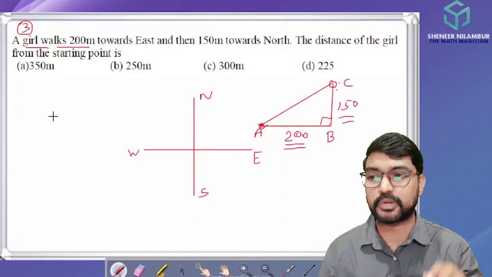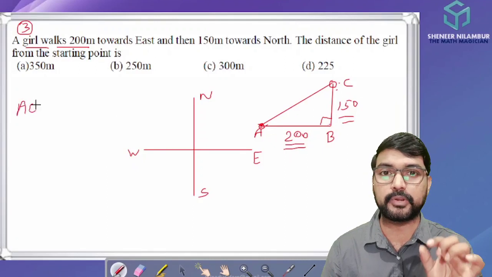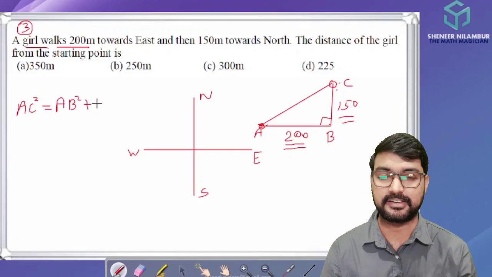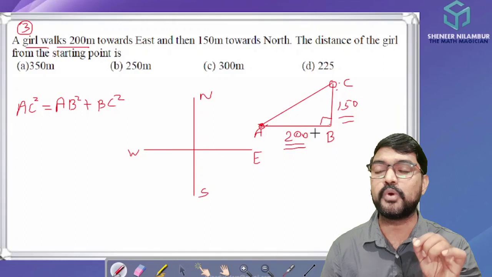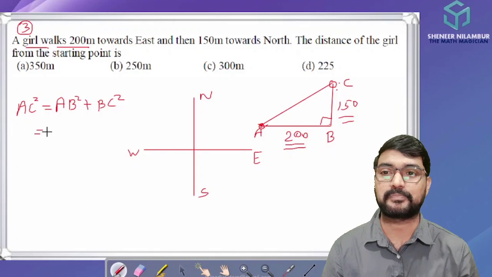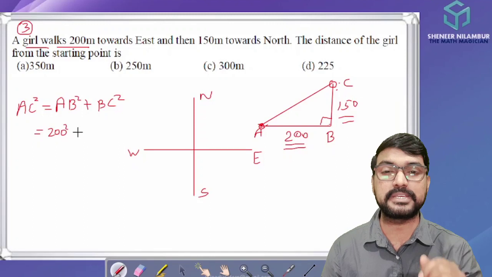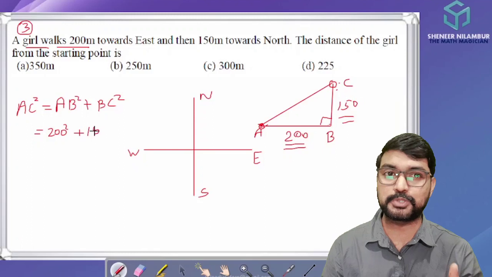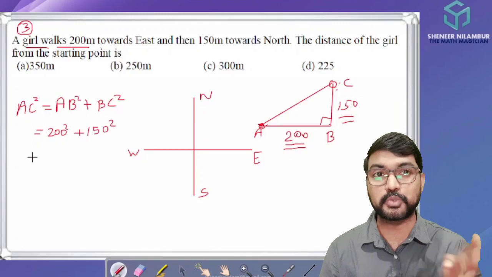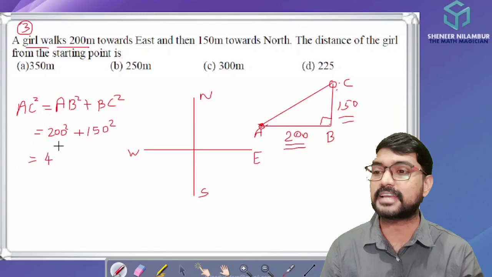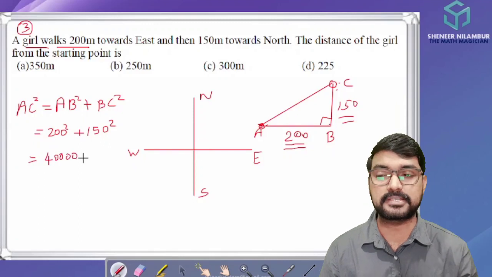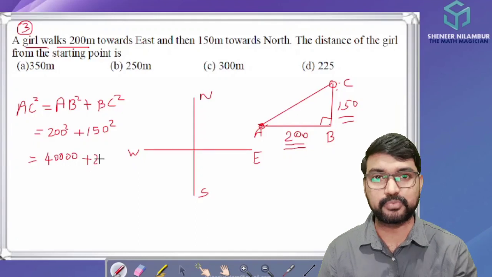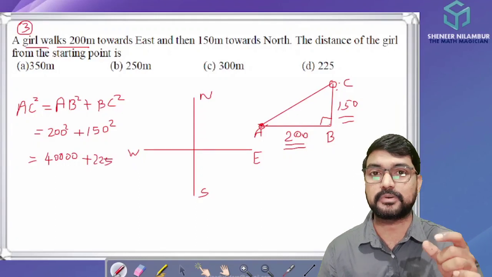By Pythagoras theorem, we know that AC square, the square of the hypotenuse, is equal to the sum of the squares of the other two sides. Therefore, AC square is equal to AB square plus BC square. Here, AB is 200, BC is 150, so 200 square plus 150 square. We know that 2 square is 4, so for 200 we can give 2 more zeros. So the answer is 40,000 plus 150 square. 15 square we know is 225, and with the 0 squared it doubles, so 2 zeros will be there.